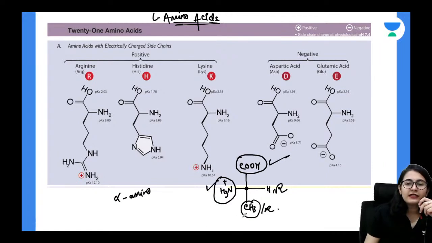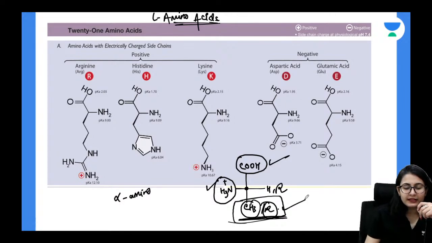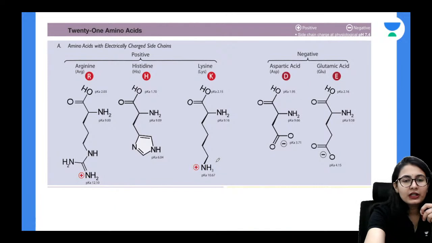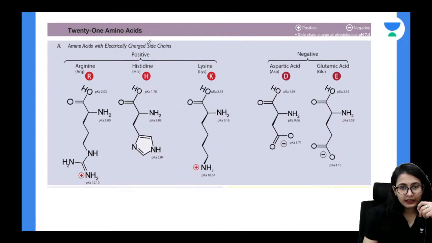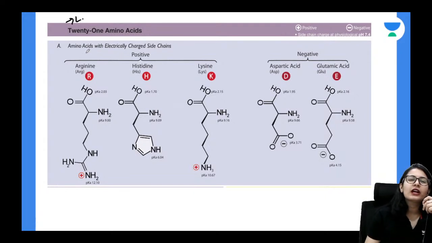Now based on the side chain, this methyl right over here, there could be methyl, ethyl, some carboxylic acid group, some amine group or some aromatic group. So based on the side chain, we are going to classify our L amino acids. L means that the amine group is going to be on the left hand side. This is how it's going to be written. All of these 21 amino acids are L amino acids.